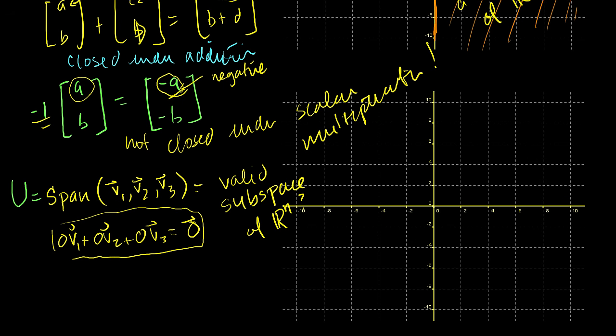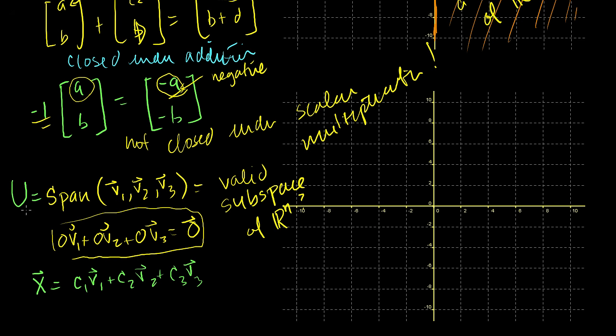Now, let me pick some arbitrary member of this span. In order to be a member of this set, it just means that you can be represented, let me call the vector x, as a linear combination of these vectors. So some combination c1 times v1 plus c2 times v2 plus c3 times v3. It's a member of this, so it can be represented as a linear combination of those 3 vectors.